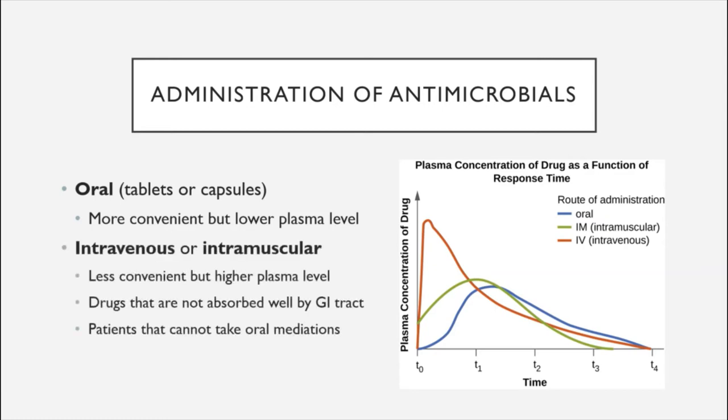Intravenous, or in other words, IV, or intramuscular, in other words, IM administration, is of course less convenient, but it results in a higher plasma level of the drug. Intravenous or intramuscular administration is a good option for drugs that are not absorbed well by the gastrointestinal tract, and therefore oral administration presents some problems. And it's also used for patients who cannot take oral medications for one reason or another.